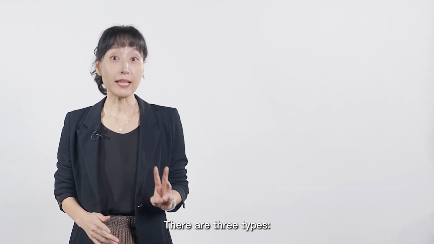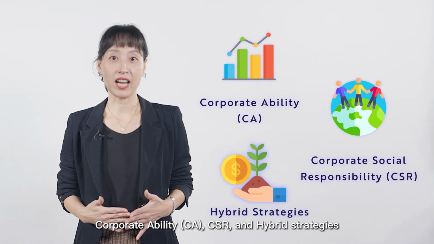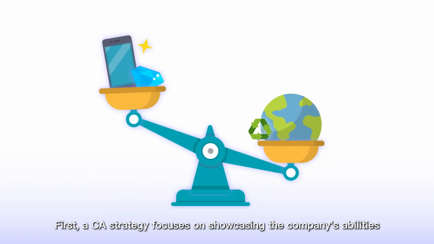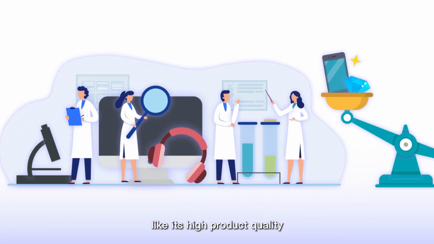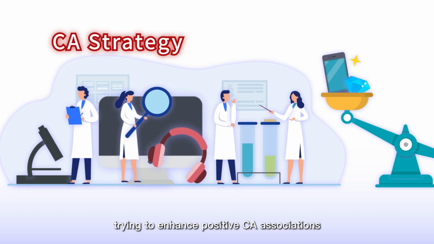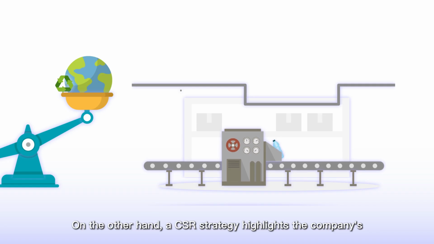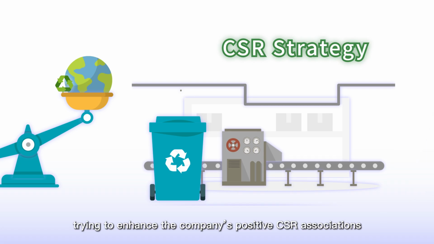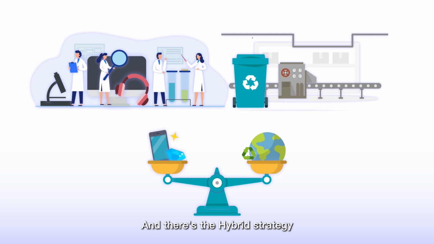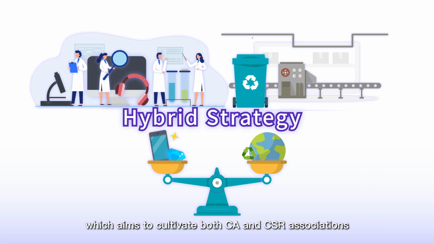There are three types: CA, CSR, and hybrid strategies. First, a CA strategy focuses on showcasing the company's abilities, like its high product quality, trying to enhance positive CA associations. On the other hand, a CSR strategy highlights the company's socially responsible commitments, trying to enhance the company's positive CSR associations. And there's the hybrid strategy, which aims to cultivate both CA and CSR associations.